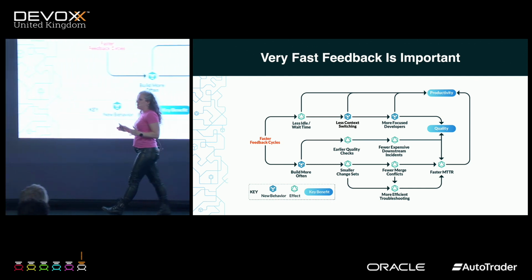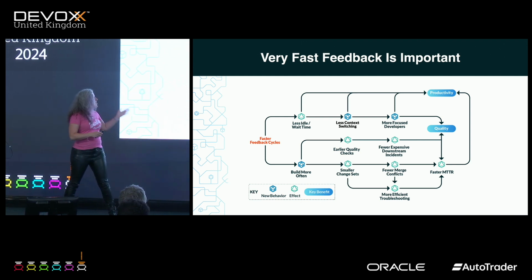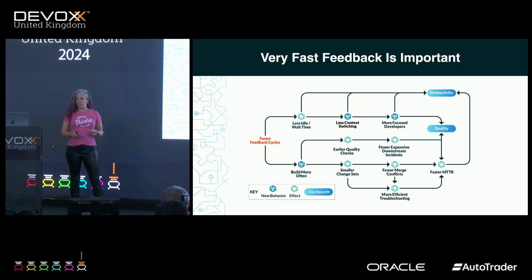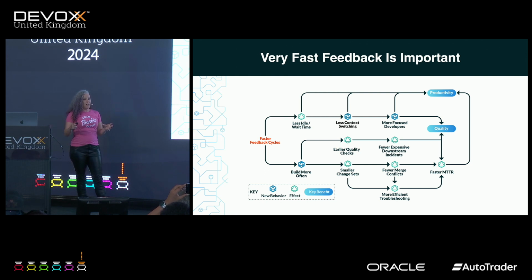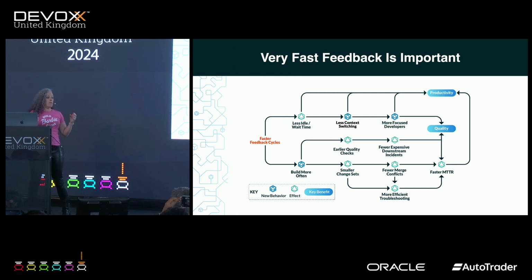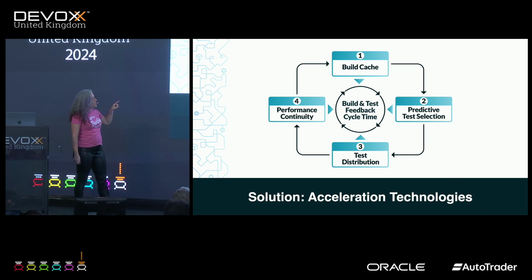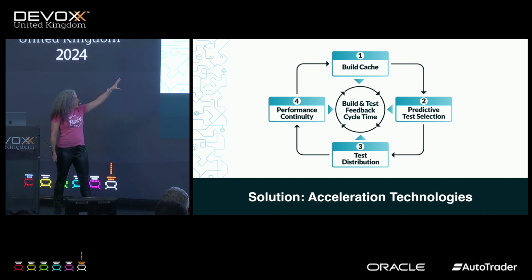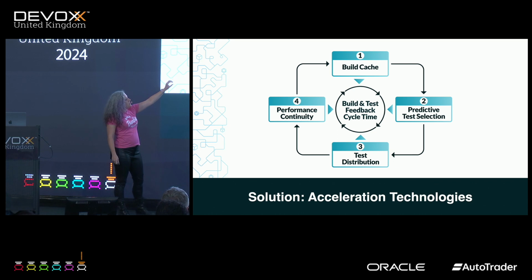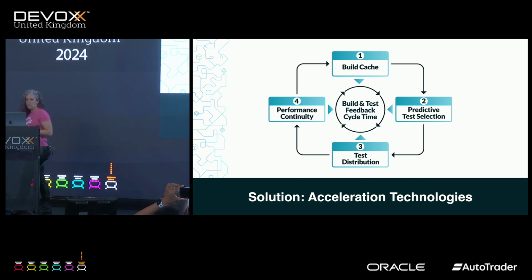With shorter feedback cycles, there's basically no downside to this. We get improved quality and improved productivity. So it's something we should definitely be focusing on in terms of improving our developer experience. We really want fast feedback. How do you get it? In our case, we're suggesting acceleration technologies. There are 4 specific acceleration technologies I will talk about in the rest of the talk. We have the build cache, predictive test selection, test distribution, and performance continuity, which when you move them all together will help decrease this feedback cycle time.